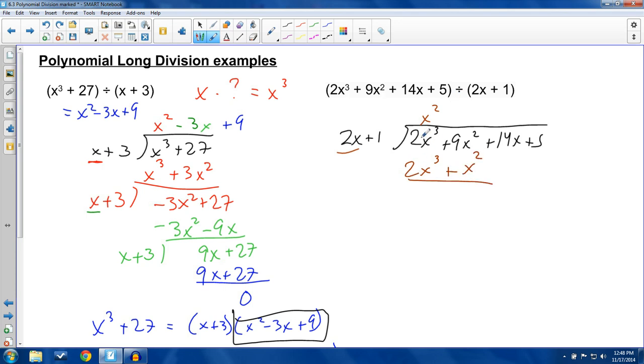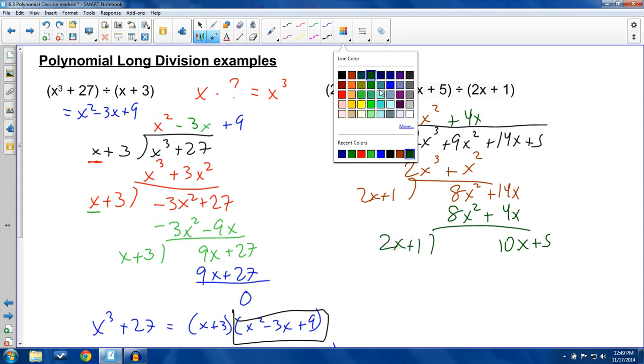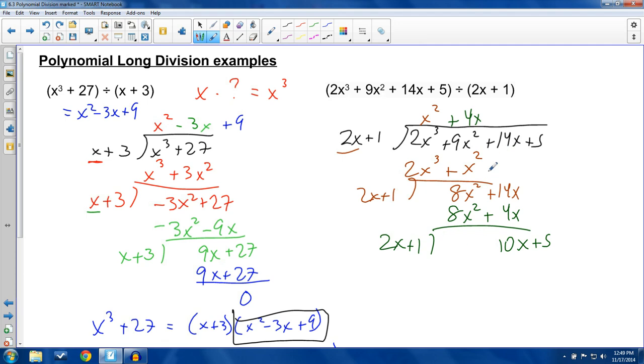Terms combine. I have 0 here. 9x squared minus x squared is 8x squared. Bring down the 14x. Okay, how many times does 2x go into 8x squared? It goes in 4x times. 8x squared plus 4x. Subtract, I get 10x. Bring down the 5. And finally, how many times does 2x go into 10x? 5 times. Multiply that. 2x times 5 is 10x. 1 times 5 is 5. I get 0. So your final answer there is x squared plus 4x plus 5.